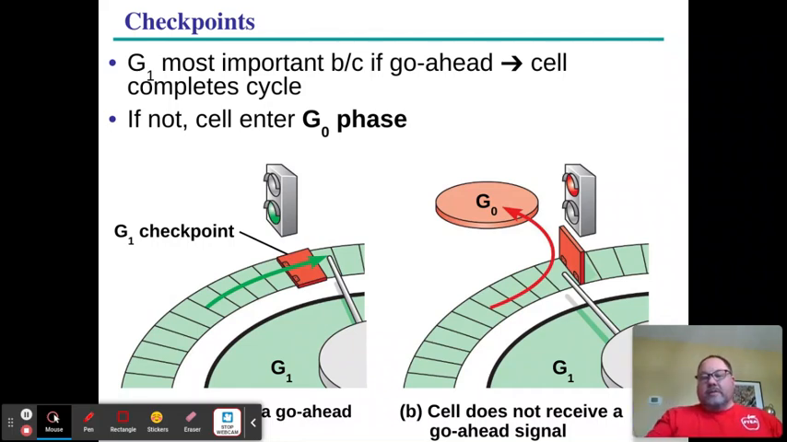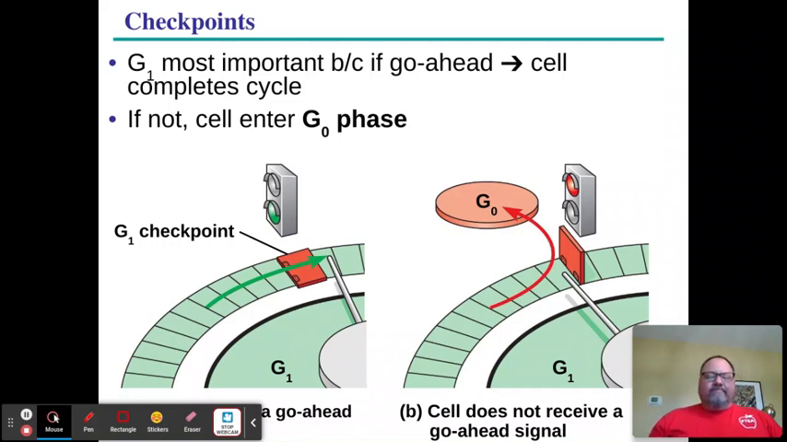Neurons are typically considered non-dividing cells. Muscle cells, skeletal muscle cells, again, they'll be non-dividing cells. So again, cells that never move past the G1 checkpoint, well, they're considered to be in G0.